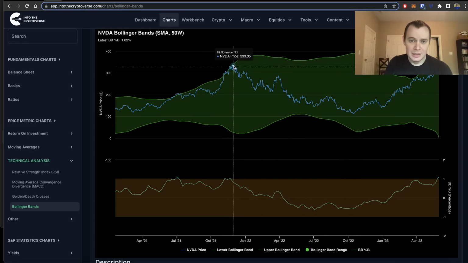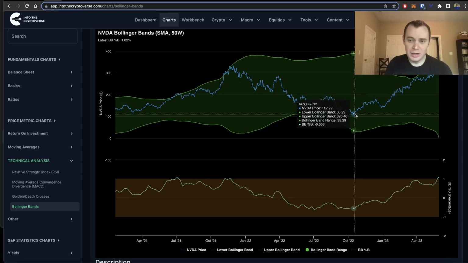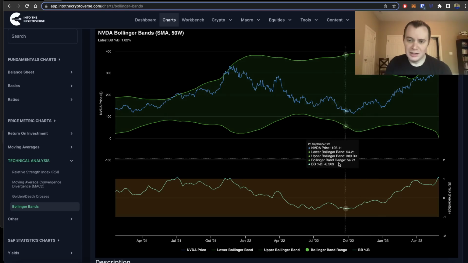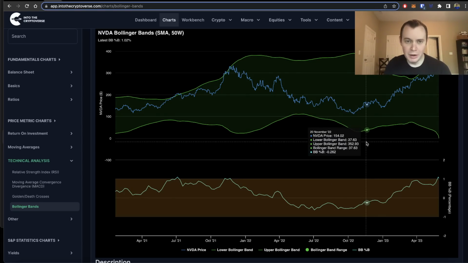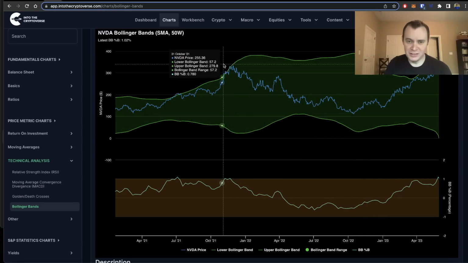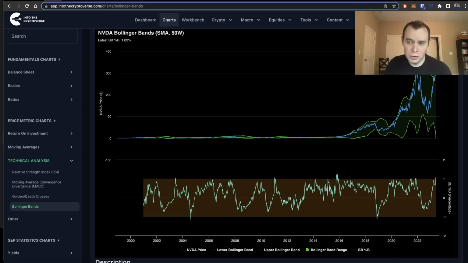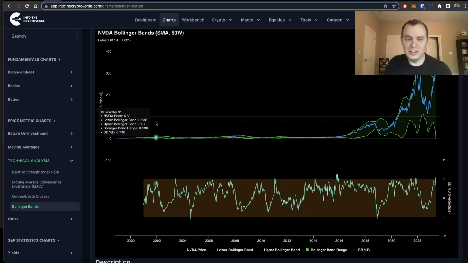We got, from this level around 333, a more than 50% correction. It did not go 3 standard deviations below the 50-week moving average, but it still was a fairly significant correction, showing ultimately that every single time the price of Nvidia reached 3 standard deviations or more from the 50-week moving average, we did eventually see a lower price.